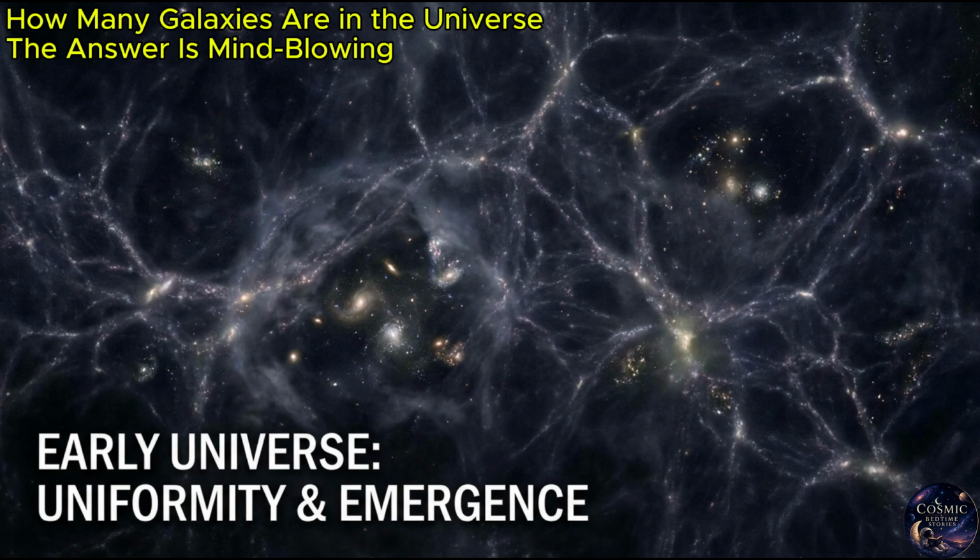The large number of galaxies observed in the universe reflects the efficiency of gravitational collapse acting on initial density fluctuations. Over billions of years, matter has repeatedly gathered into halos, formed stars, and assembled into galaxies. Each galaxy represents a local outcome of these universal physical processes operating under the same fundamental laws.